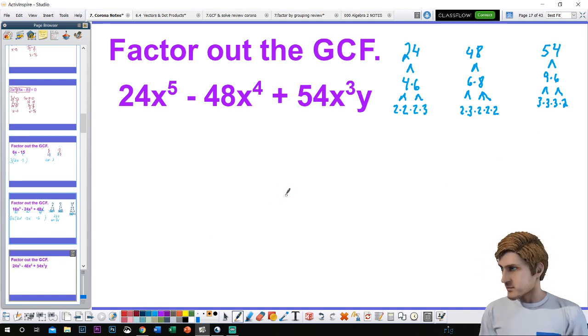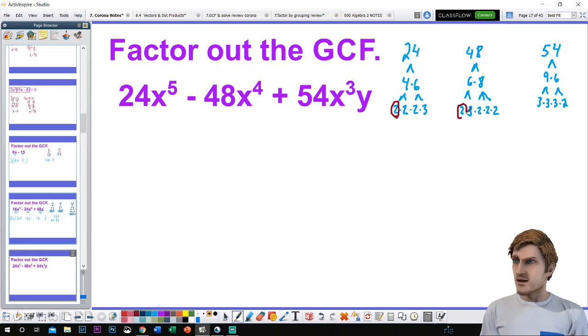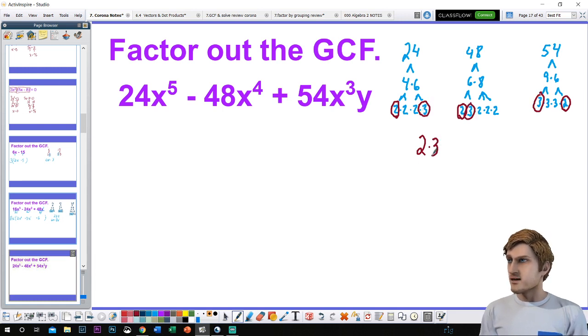Okay, now I'm ready. Let's see what they have in common. So this one has a 2, that one has a 2, and that one has a 2. Now that's the only 2 that this one has, so they don't have any more 2's in common. But I do have a 3, and a 3, so I'm going to take out a 3. That one doesn't have any more 3's, so they don't have 3's in common, and those are the only numbers I see, so that's going to be my GCF. Or at least the numerical part of it.